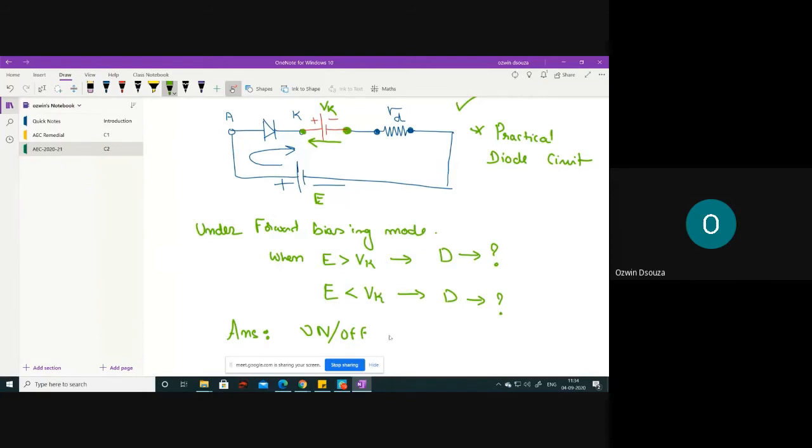Two questions I have posed. What if your external potential is greater than the barrier potential? And what if your external potential is less than the barrier potential?